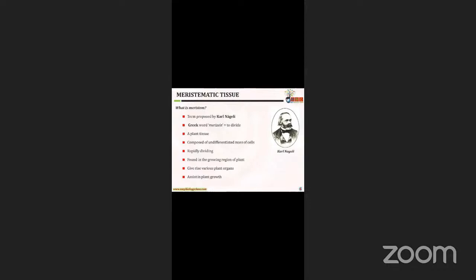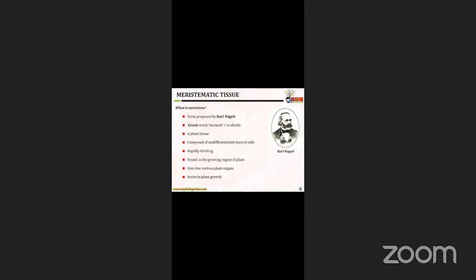Before meristems, we studied the term. What is that term proposed by Carl Nageli? The term meristem was proposed by Nageli. It is a Greek word meaning to divide. This is a plant tissue. The nature of meristem is that it shows rapid division and gives rise to various organs. It assists in plant growth.